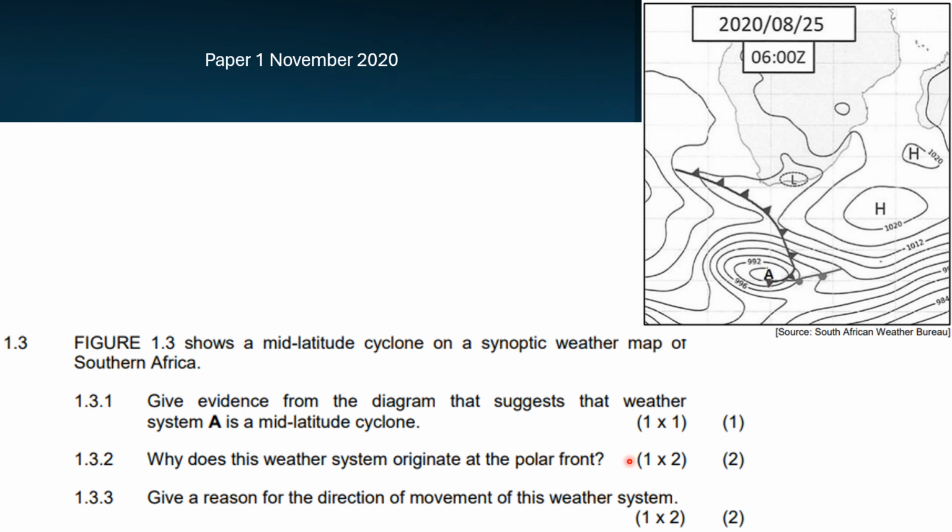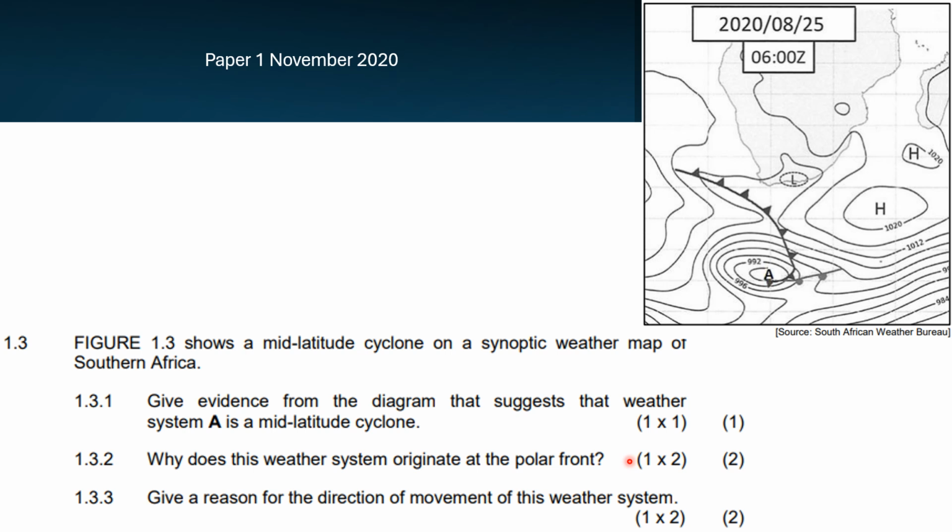This question is testing the initial stage and the developing stage of the mid-latitude cyclone. So the weather system originates at the polar front because at the polar front there's the converging of cold air from the polar region and warmer air from the subtropical region. Those two air masses converge and come together at the polar front. As they move in opposite directions, they create a wave or a disturbance in the polar front.